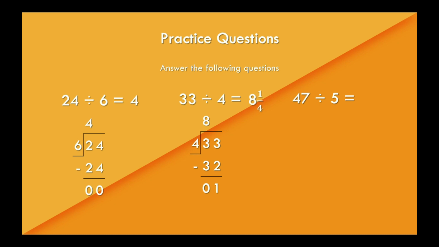Going to the final question, 47 divided by 5, we write it as normal. 47 inside, 5 on the outside. Finding closest to 47, we find 5 times 9 is 45, and 5 times 10 is 50. So we take 45, throw 9 above, put the 45 below, and subtract. With a remainder of 2, we get our final answer as 9 remainder 2, or 9 2 over 5.